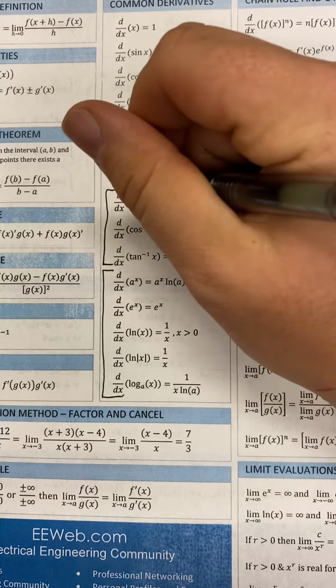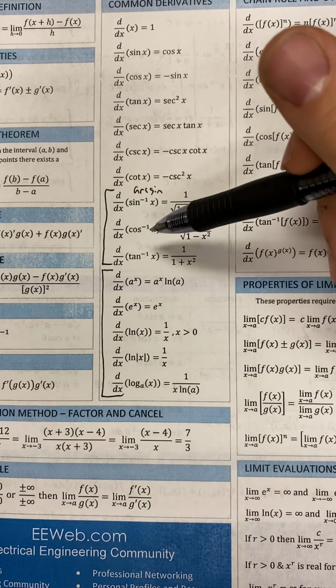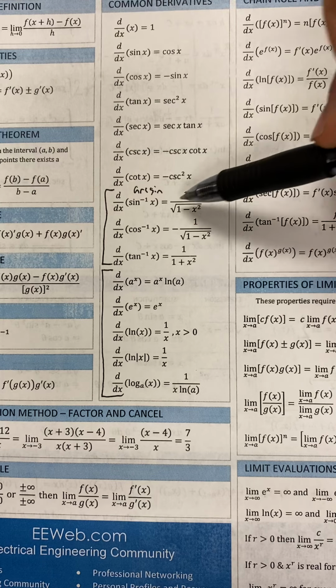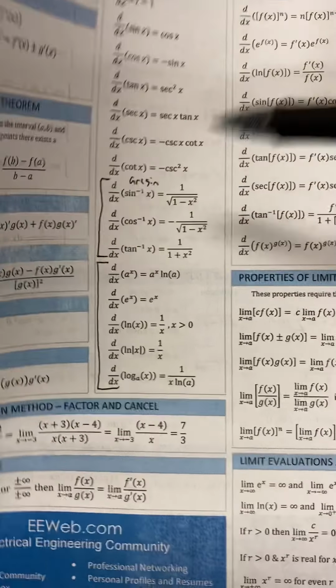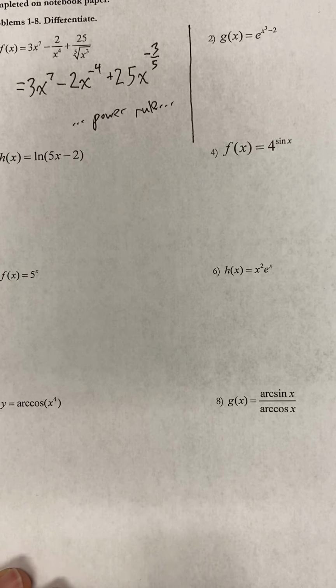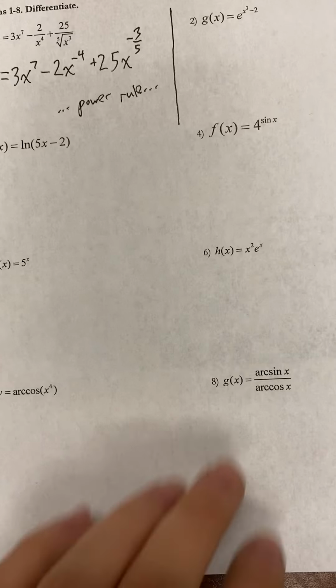Remember, sine inverse is the same thing as arc sine. Inverse cosine is arc cosine. Inverse tangent is arc tangent. So you're using just these 3 identities along with the chain rule and the quotient rule on problems 7 and 8. So again, make frequent use of this sheet.